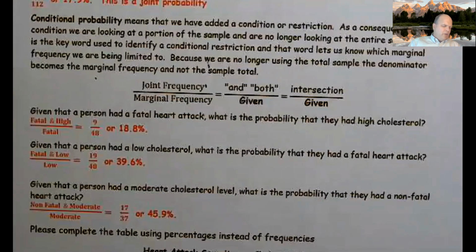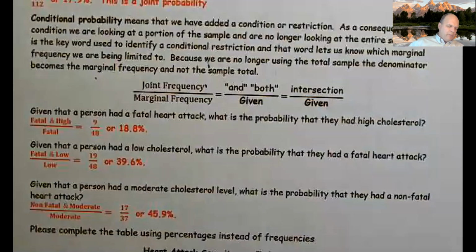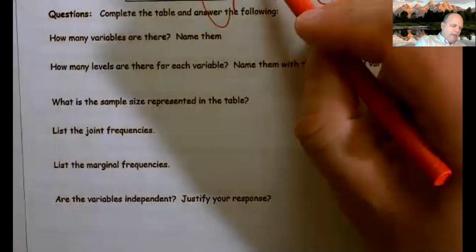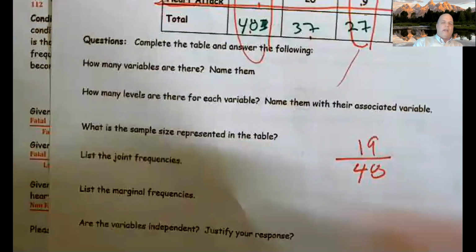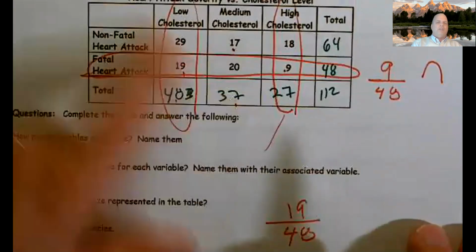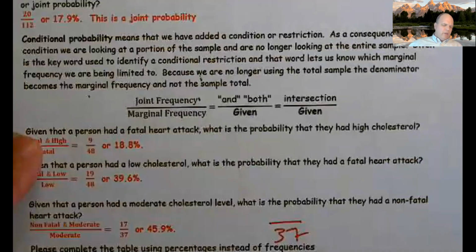So given that a person had a moderate cholesterol level, I looked at this and saw that 37 had the medium cholesterol. What is the probability they had a non-fatal heart attack? So how many had non-fatals and were medium? 17. I covered that up for you. 37 had medium cholesterol, 17 had the non-fatal. So in that case, it'd be 17 out of 37.